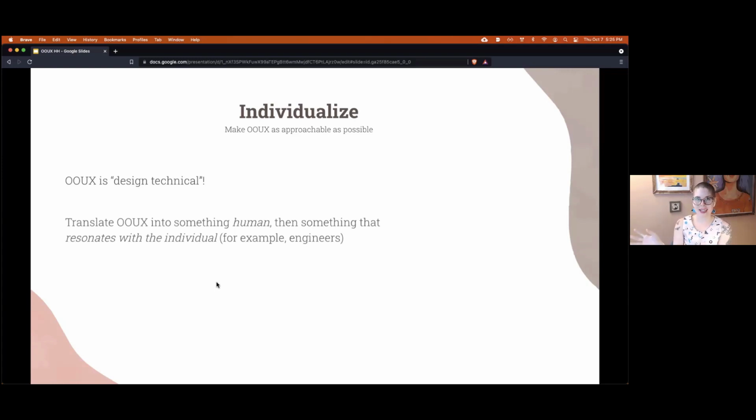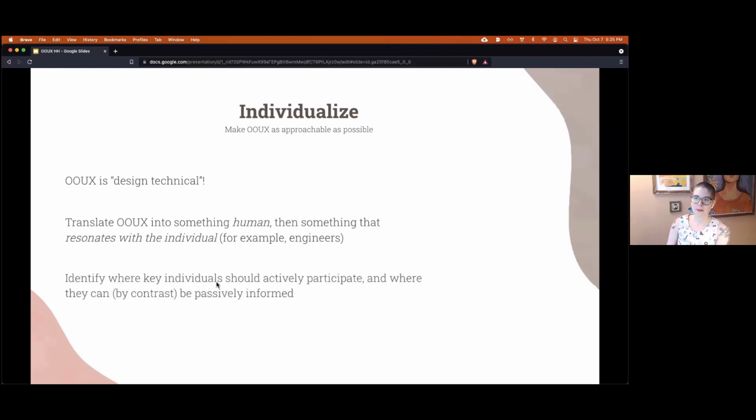And that leads us into the next idea here, which is taking this in two steps. So first, talking about OOUX as something human. So taking a bigger context around why OOUX is important and how it fits into our day-to-day lives. And I'll show you an example of that in just a second. And then translate it into something that resonates with the individual stakeholder. So perhaps engineers will really like OOUX because it helps them form the back end and the way that they name things, the database, et cetera.